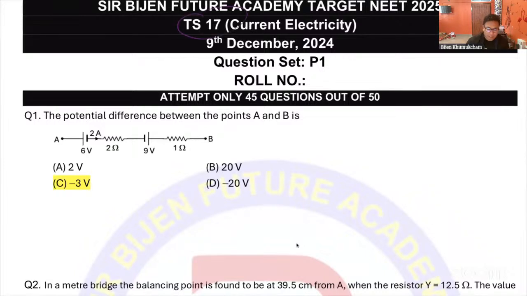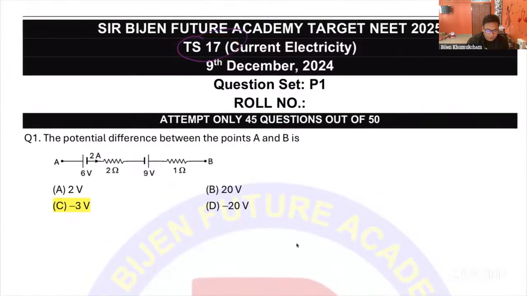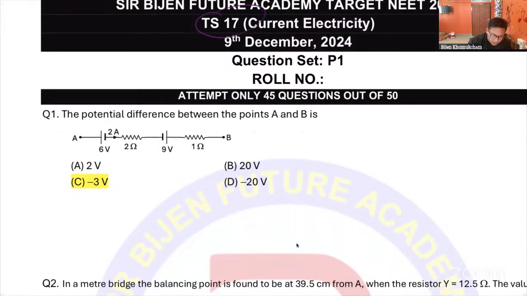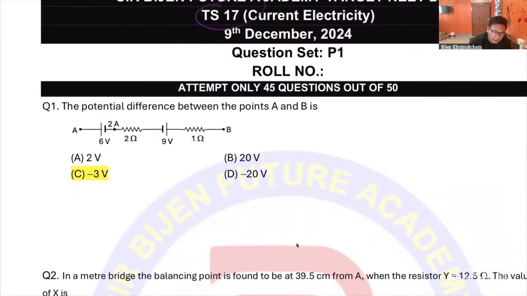पेज नंबर 17, पेज नंबर 17 की क्वेश्चन एनालिसिस की कॉपी। टॉपिक करंट इलेक्ट्रिसिटी। सो फर्स्ट क्वेश्चन: potential difference between the points A and B is.